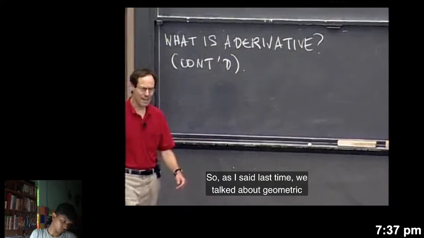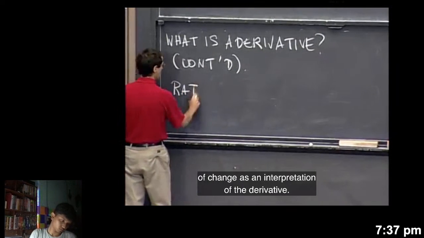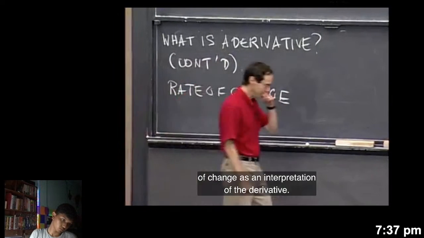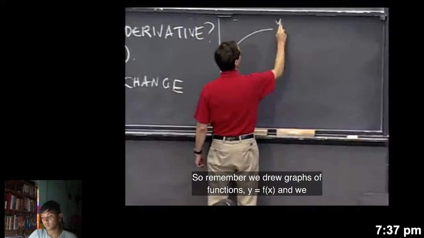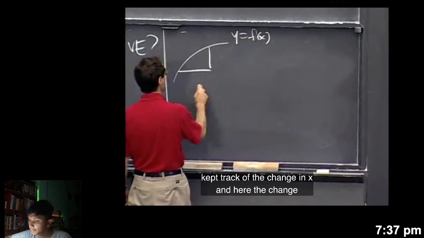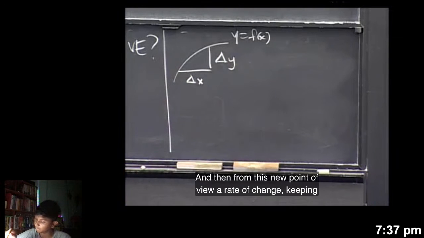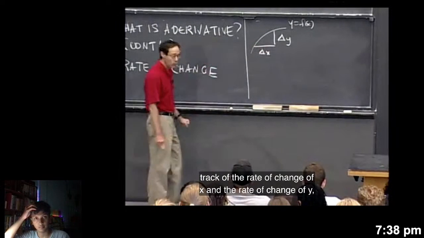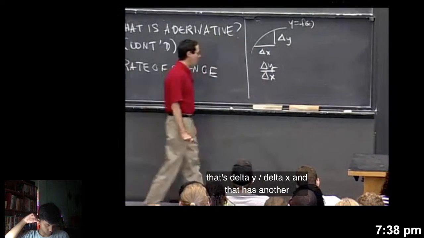So as I said last time, we talked about geometric interpretations, and today what we're going to talk about is rate of change as an interpretation of the derivative. So remember, we drew graphs of functions, y equals f(x), and we kept track of the change in x and the change in y. And then, from this new point of view, a rate of change, keeping track of the rate of change of x and the rate of change of y, it's the relative rate of change we're interested in, and that's delta y over delta x. And it has another interpretation.